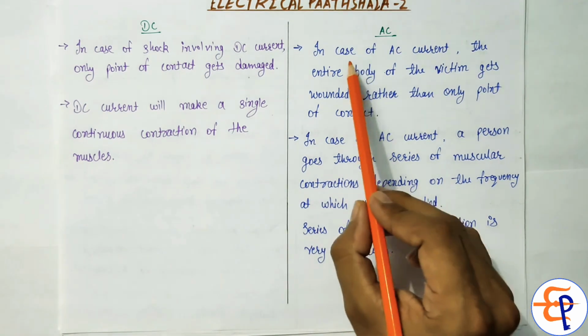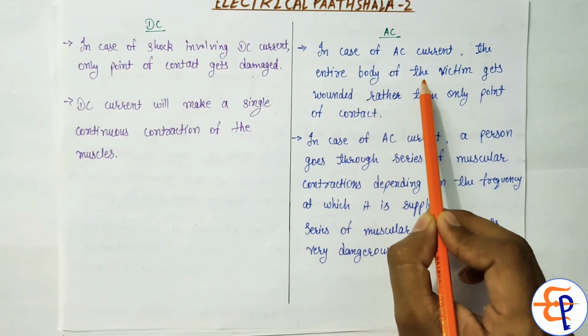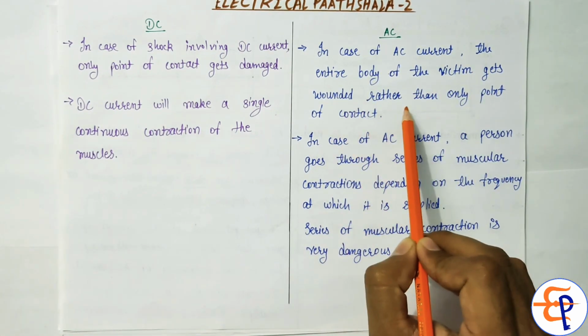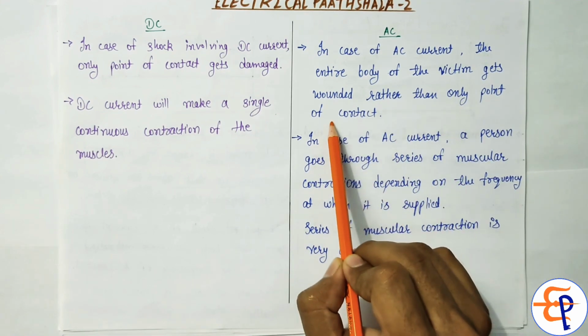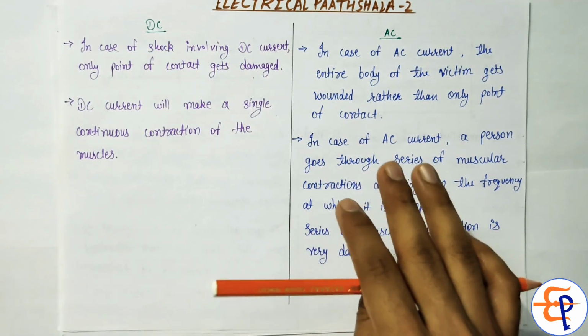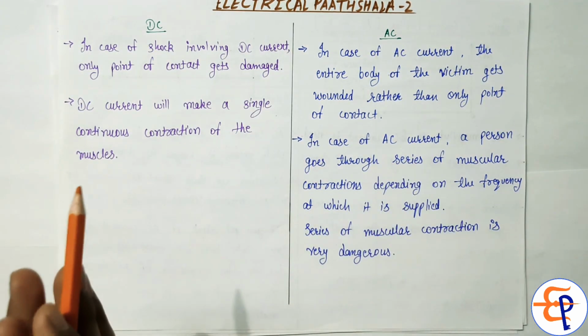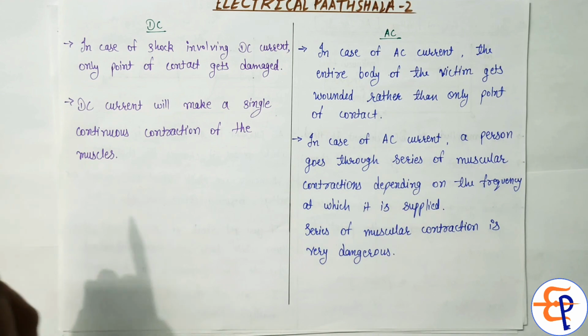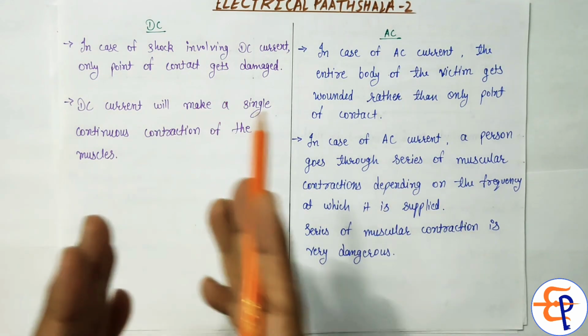On the other hand, in case of AC current, the entire body of the victim gets wounded rather than only the point of contact. So in case of AC current, the entire body of the victim gets damaged. So by seeing a body, you can say whether the person was subjected to shock involving DC current or AC current.